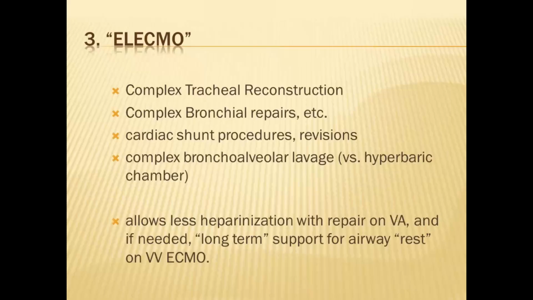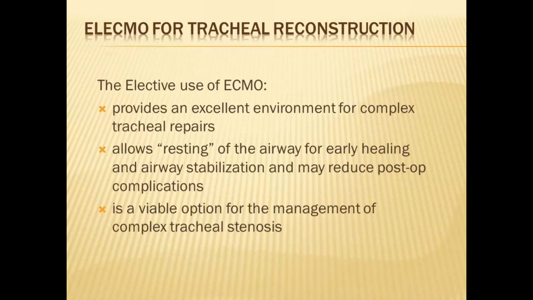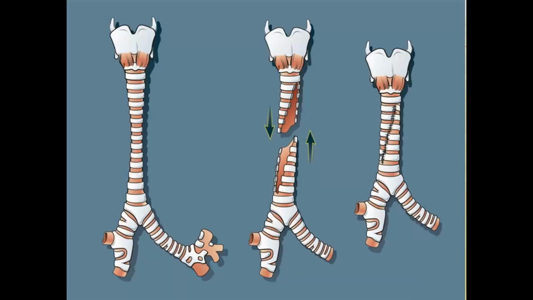Another indication for ECMO is elective ECMO in complex tracheobronchial reconstruction surgery or tracheobronchial injuries. So you have complex tracheal reconstruction, complex bronchial repairs, cardiac shunt procedures, bronchial alveolar lavage. In that case, you put the patient on VV ECMO. You may not intubate the patient, or you just put the patient on oxygen. Initially, you might have to think of VV ECMO when you want to do corrective surgery, but then you can think of keeping the patient only on VV ECMO. So it's an elective procedure where you are expecting difficult tracheobronchial injuries to be managed.